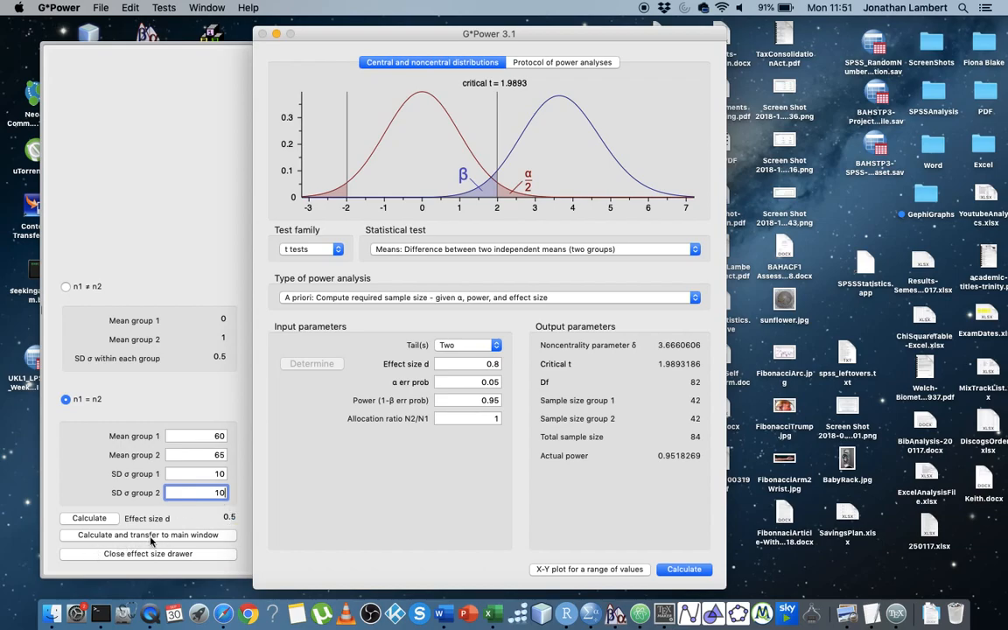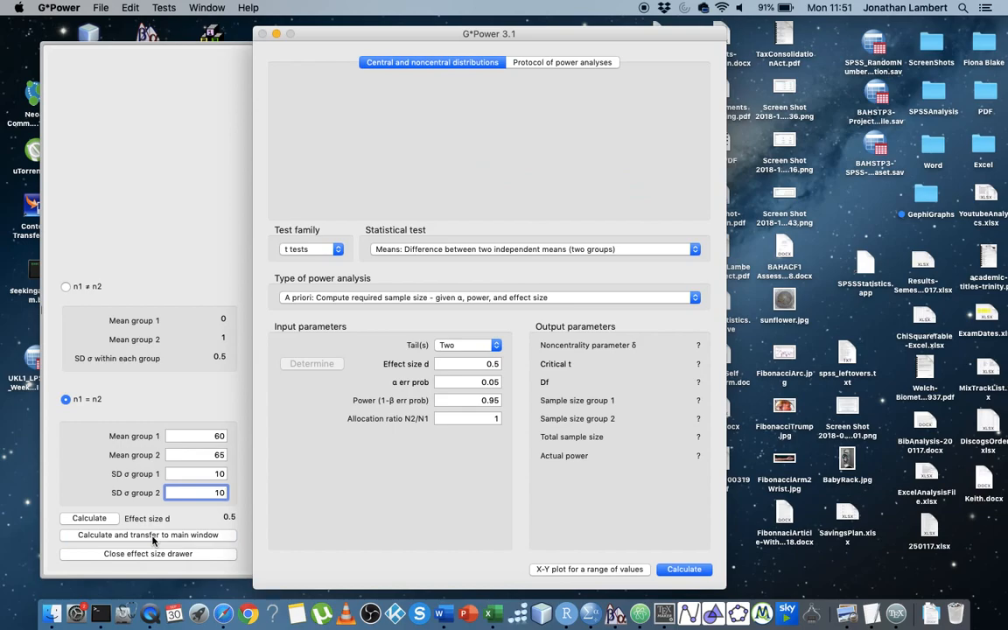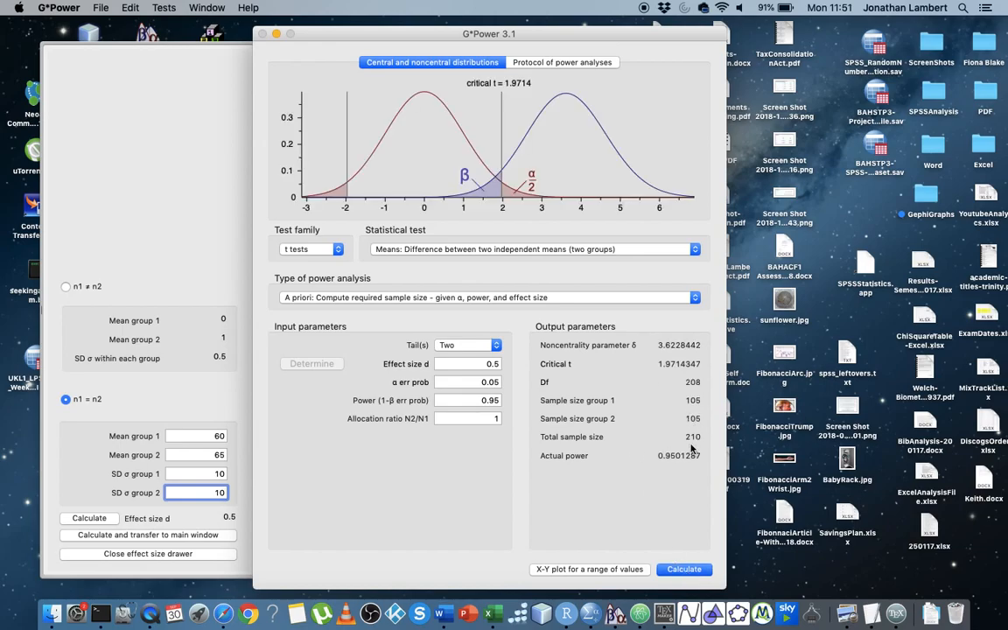And what we can do now is transfer this effect size and these parameters into this table here by hitting click transfer. And it transferred these numbers over to here. And now we can, let's say, calculate the power. Once again, we need 210 observations, 105 in each group.